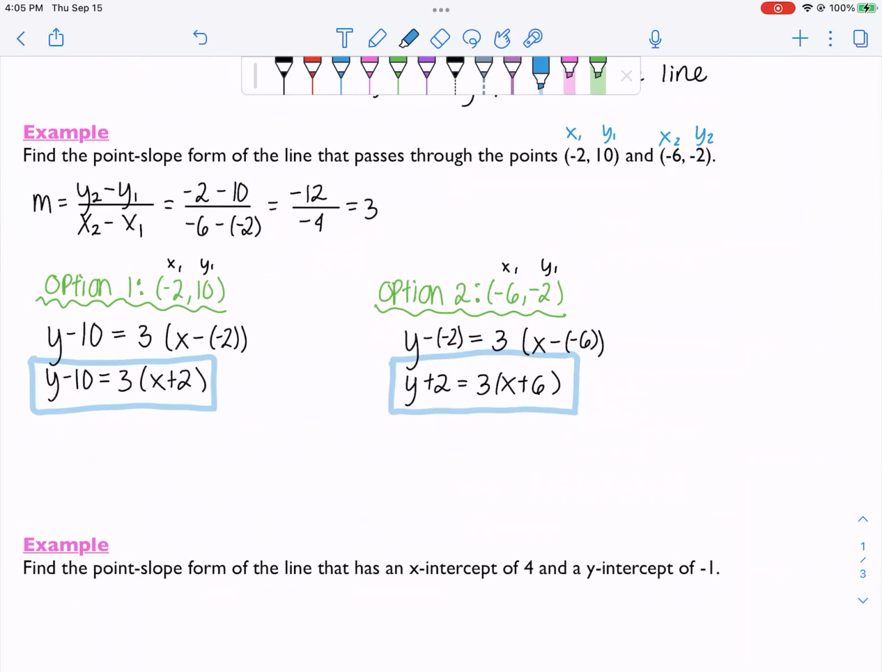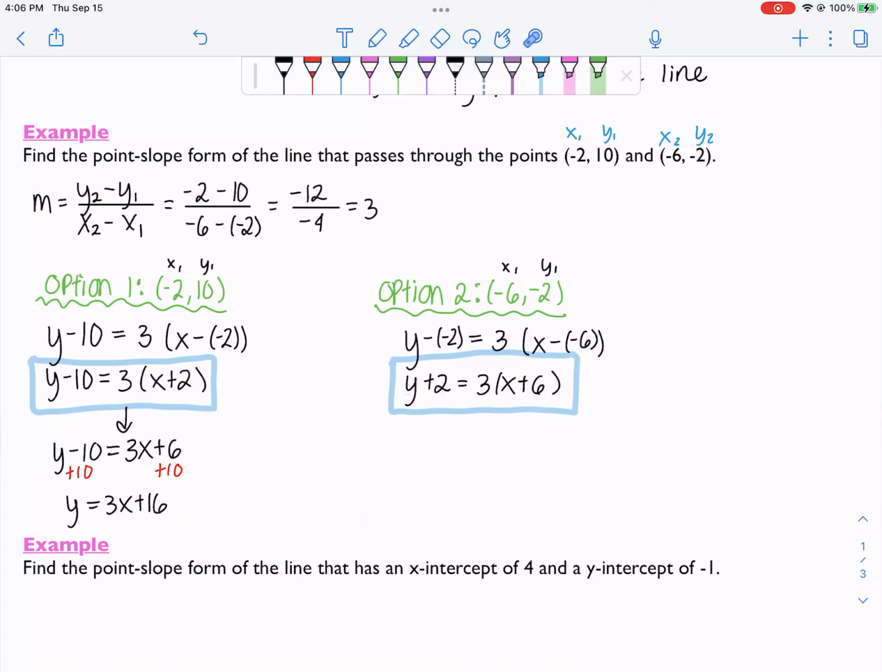I want to prove to you that both of these come out to be the same y equals mx plus b form. So what I'm going to do is take this equation and solve for y. I'm going to start by distributing the 3. I get 3x plus 6. I'm going to add 10 to both sides. We get y equals 3x plus 16. That would be the slope-intercept form.